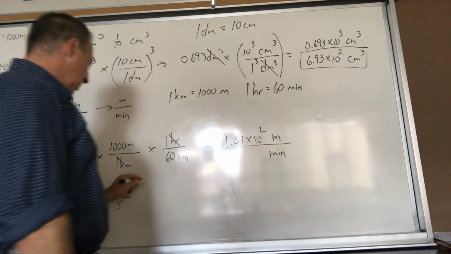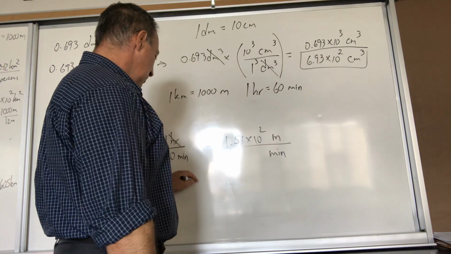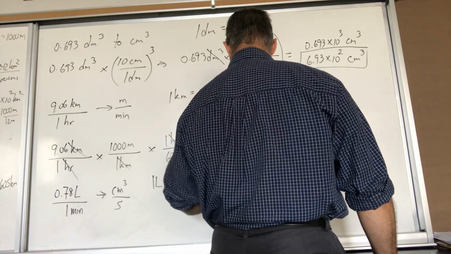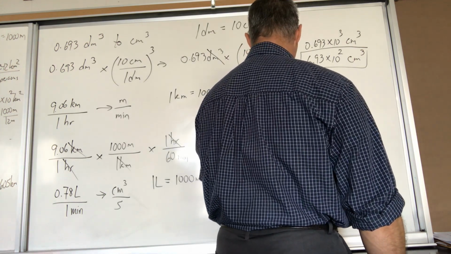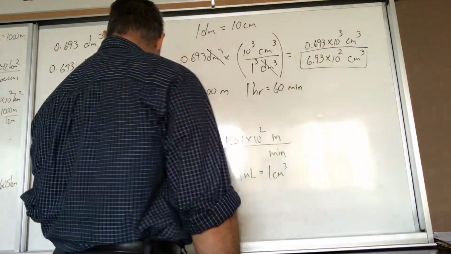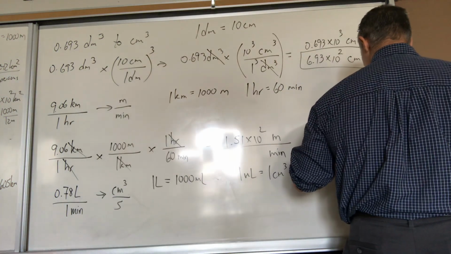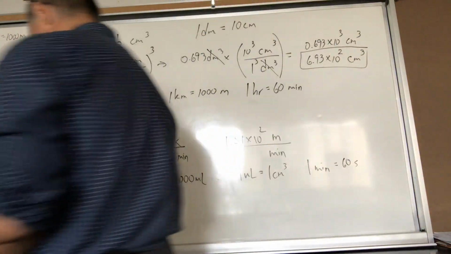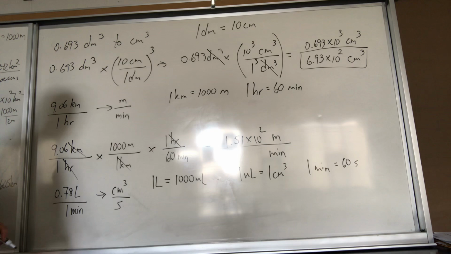We need to know that 1 liter equals 1,000 milliliters, and that 1 milliliter equals 1 centimeter cubed, which we set up there somewhere not too long ago. And we also need to know that 1 minute equals 60 seconds. So there's 3 conversion factors we need to solve this problem. So let's work on getting rid of liters first.